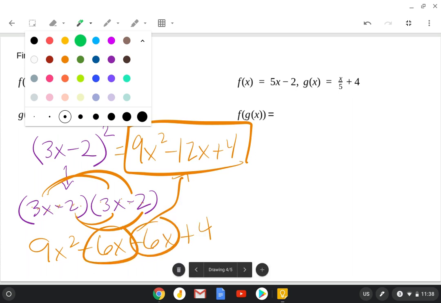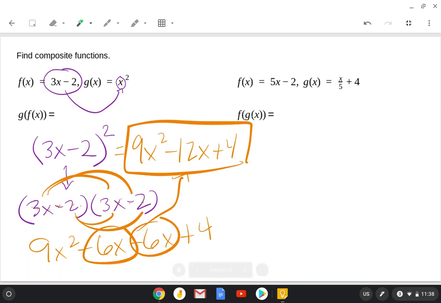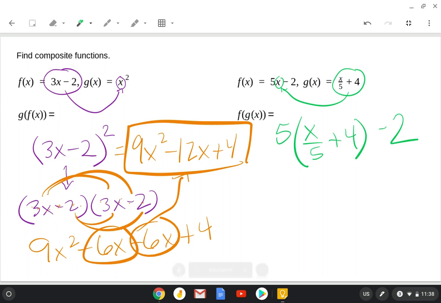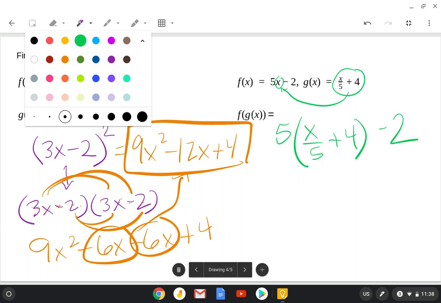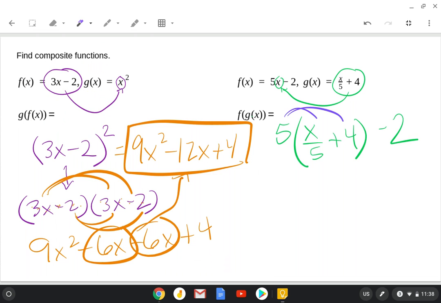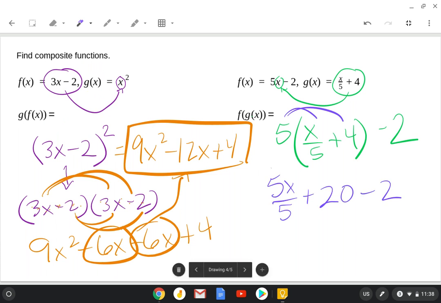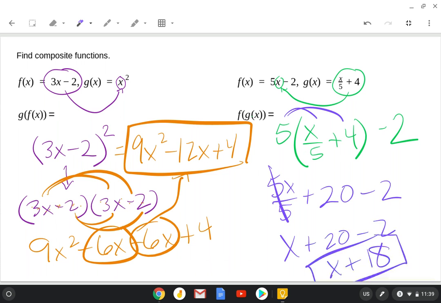Taking a look at this next one, it tells me to plug the g into the f. So I'm going to take this and I'm going to put it there. So I get 5 times x over 5 plus 4 minus 2. So when I do this, I have to distribute the 5 here and here. This becomes 5x over 5, we'll deal with that in a second, plus 20 minus 2. Those cancel, leaving me with x plus 20 minus 2, also known as x plus 18. By doing 20 minus 2 gives me 18.